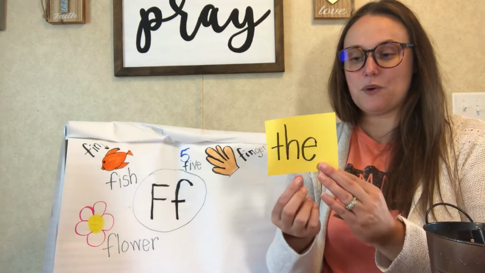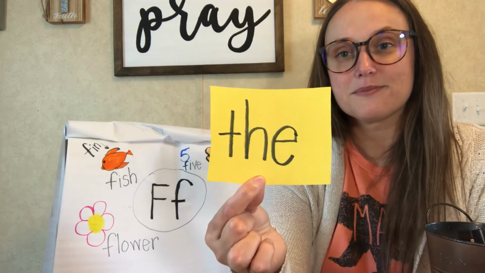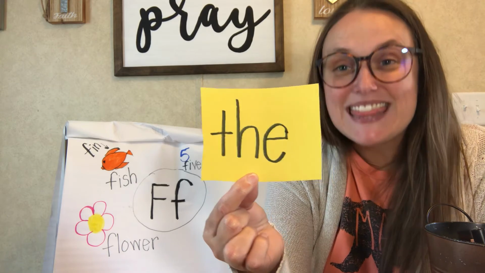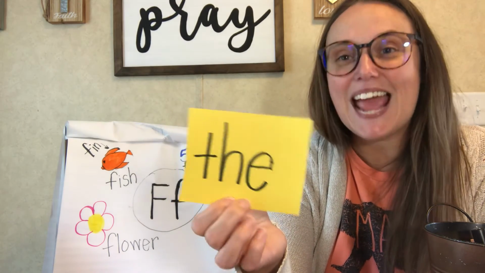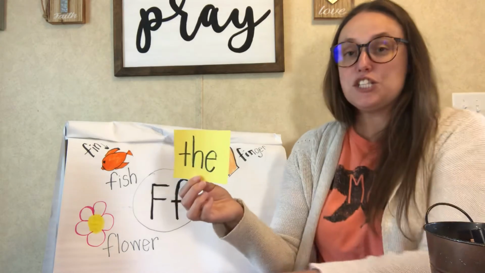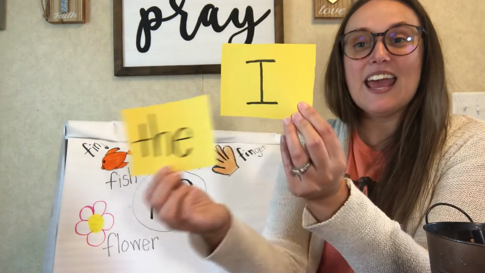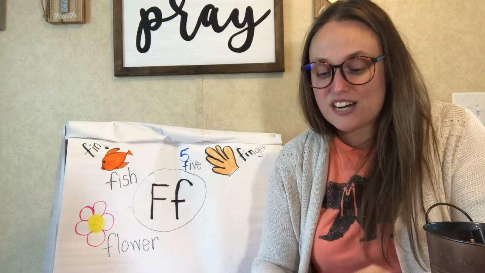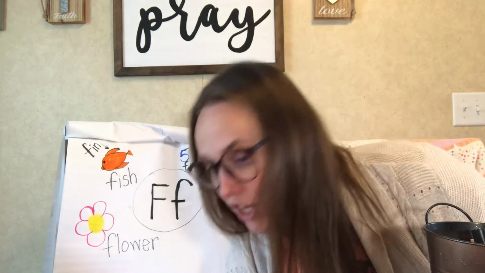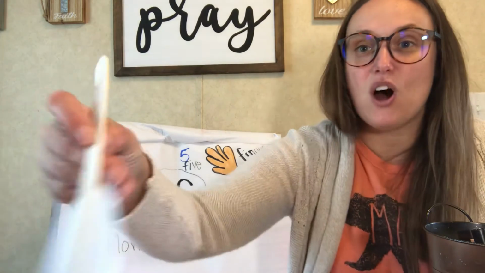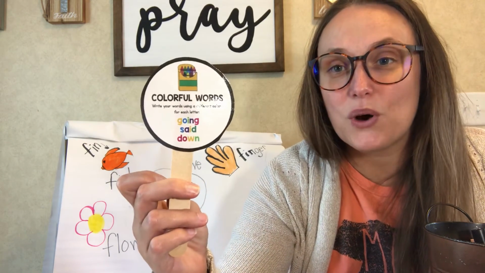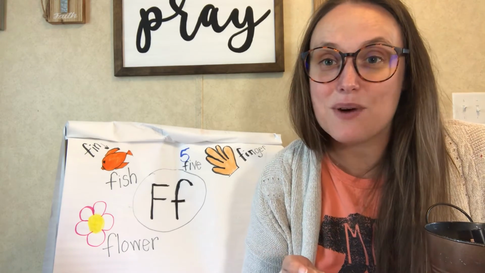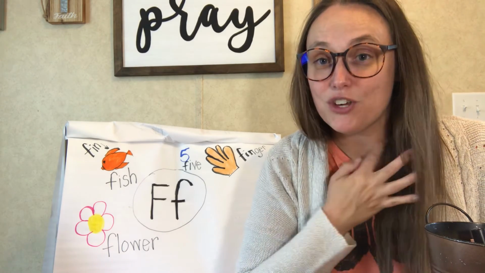Who knows this word? T-H-E spells the. Good job. T-H-E spells the. So we have the word I and we have the word the. Those are the two words that we know how to spell. Those are our sight words. What we're going to do is play a game called Colorful Words, and we're going to write our sight words, and Miss BJ is going to do it. You can do this at home.